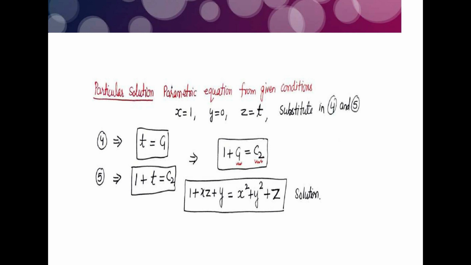Now from these two equations in the boxes, you can easily eliminate c1 and c2. And finally, the relation between c1 and c2 is 1 plus c1 equal to c2. Now substitute the value of c1 and c2. Finally, we have the particular solution given in the box.